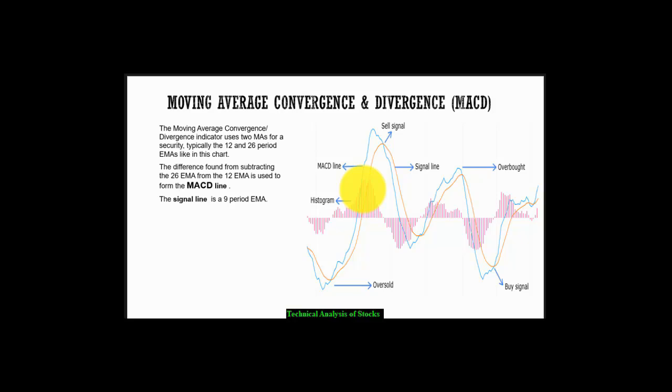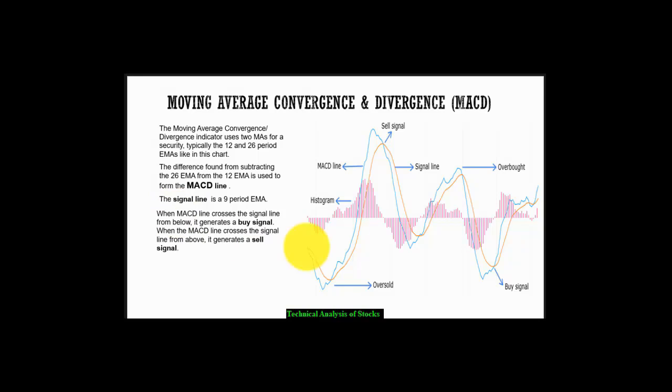Moving average convergence and divergence indicates two moving averages for the stock. Typically, it is taken as 12 and 26 period EMA, as it is taken in this chart. The difference found from subtracting the 26-period exponential moving average and the 12-period exponential moving average is called the MACD line. And there is a signal line, which is generally drawn by taking a 9-period exponential moving average.